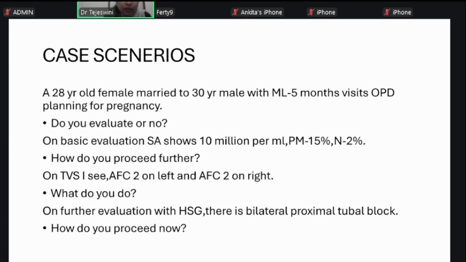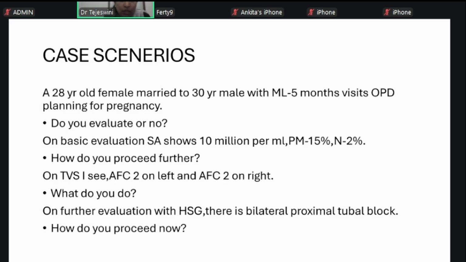So for this particular couple, if on basic evaluation the semen analysis shows a concentration of 10 million per ml, a motility of 15% and normal forms of 2%, how do you proceed further for this case?